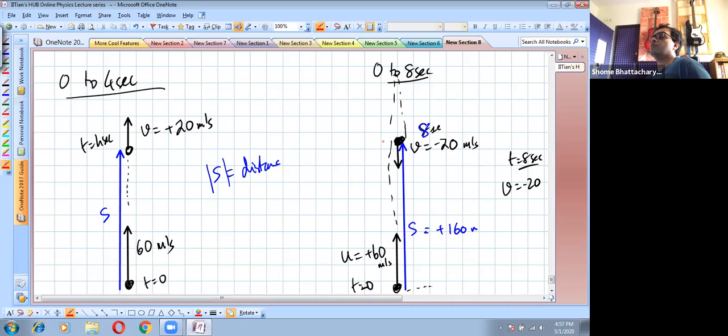It has also gone up like this. It has just gone alongside upwards with 20 meters per second at t equal to 4 seconds. We just saw that. Then it has gone up, reached some maximum point, and then come down. So that is why now the distance traveled is not going to be 160 meters.